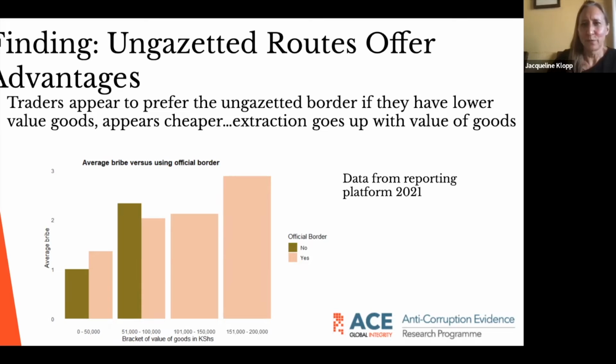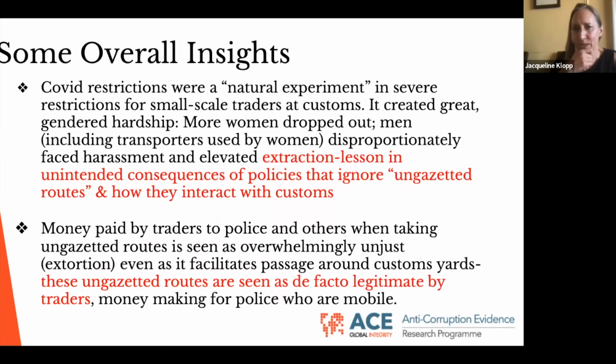So for the poorer traders, it seems like this is a really big advantage to them, which suggests that you can't just look at what the formal fees are, because a lot of these traders don't pay when they are small scale traders as they cross the border, the customs point. But in practice, it seems like they might be, and the ungazetted route has its attractions. So again, it's important that we consider this in policy. And as I mentioned, they're often not.